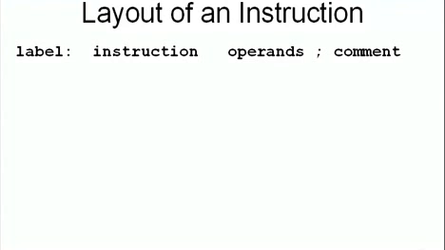A blank line is also valid. The assembler will just skip it. The same is true of any line that has a semicolon as its first non-blank character.